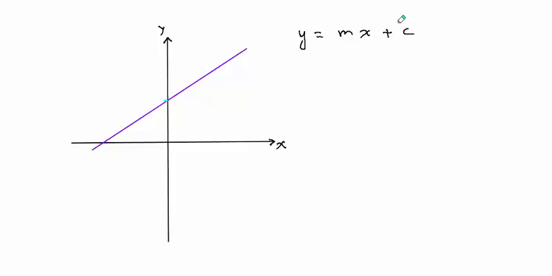Once you find the value of c, to find m, you look for two convenient points on the straight line and just follow the rise over run formula for the slope. So if these two are my points, this is the rise and this is the run.